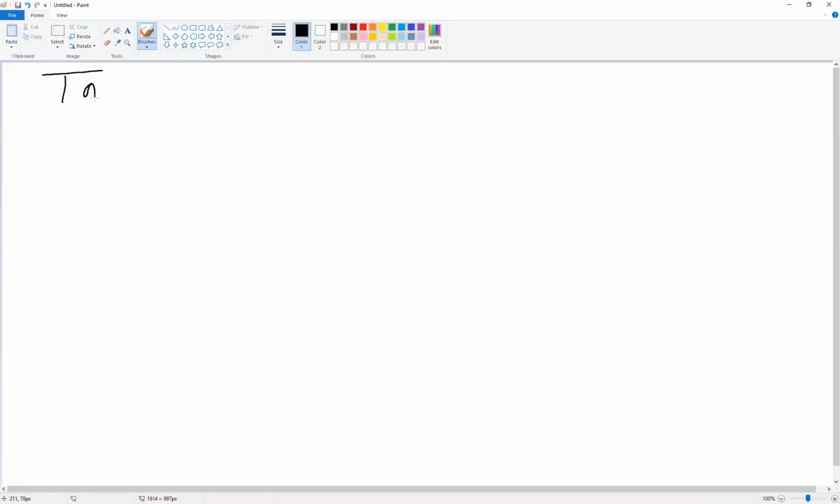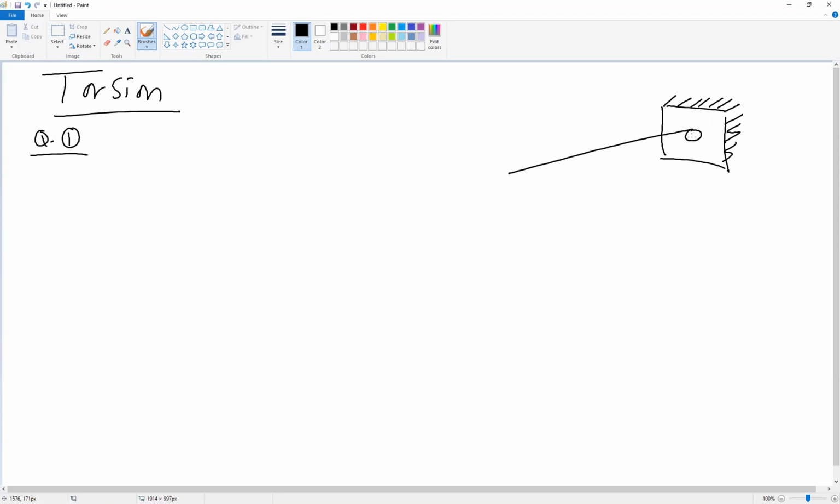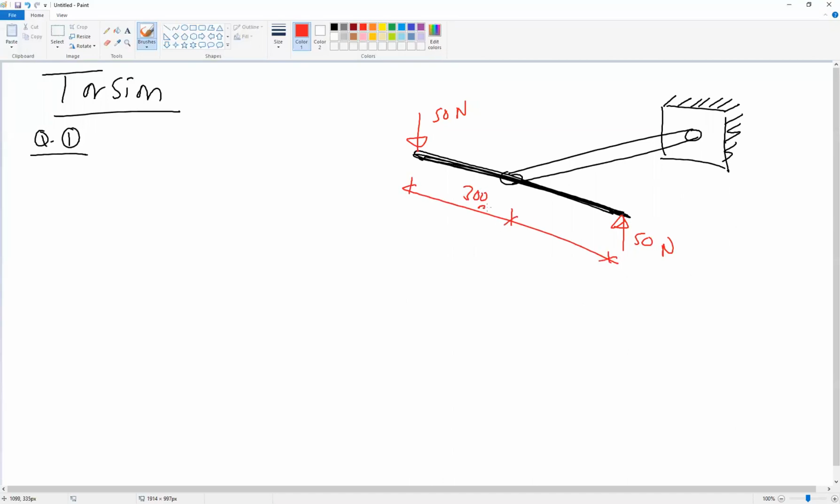So the second part is torsion. The first question in torsion: you have a shaft fixed at this point, and we have another rod here, or another horizontal member. We have two forces, 50 Newton here and 50 Newton here. These forces are located at 300 millimeter and 300 millimeter here. We can call this point A. Again, if we make a cut here, this will be the cross section, the diameter for this cross section is 25 millimeter, and this is a solid section, not a hollow section.